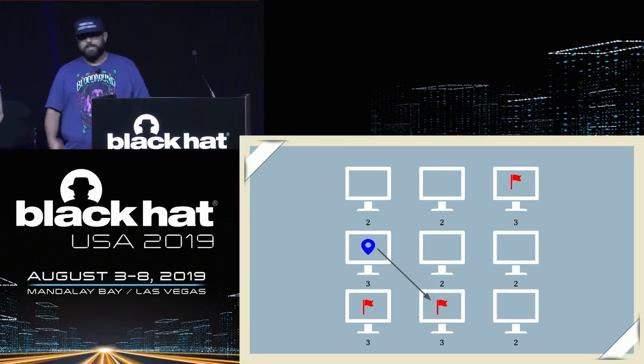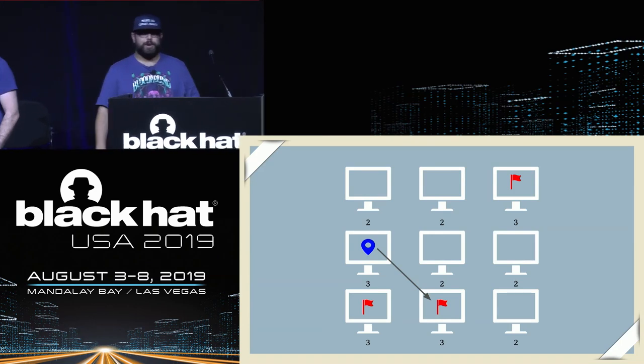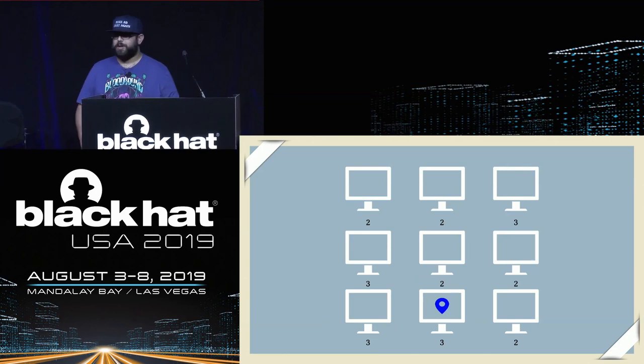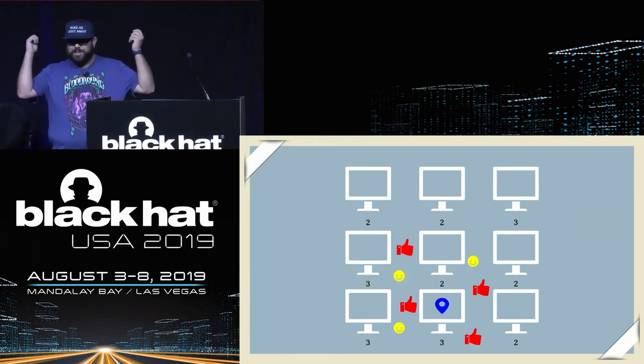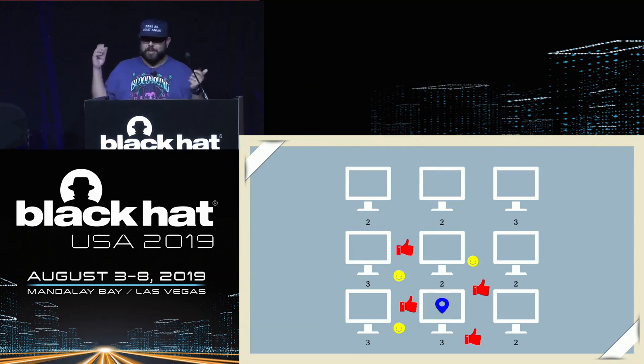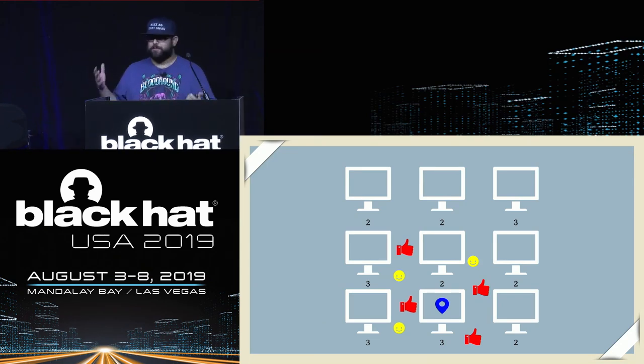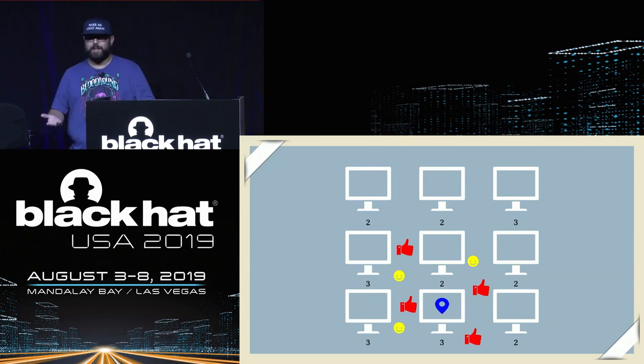And we decide, all right, let's go to the bottom computer over there. And this one looks juicy. I think it's a DA. And we go over there. Sure enough, we're a domain admin. Yay, we won. But at this point, we've hit every computer at least twice, some 3. And this is a very, very small network. This is just 9 computers.